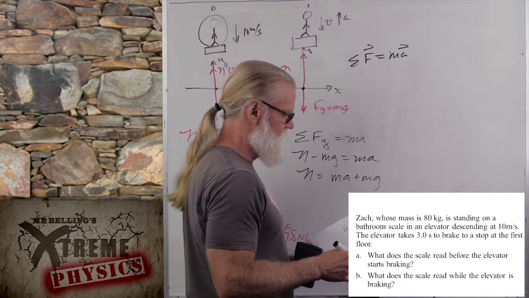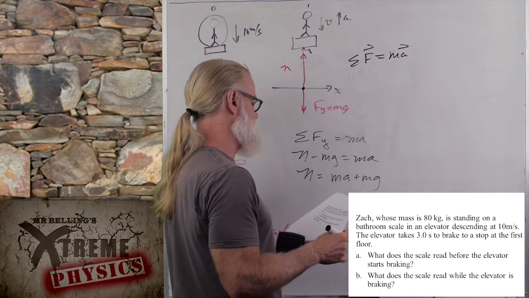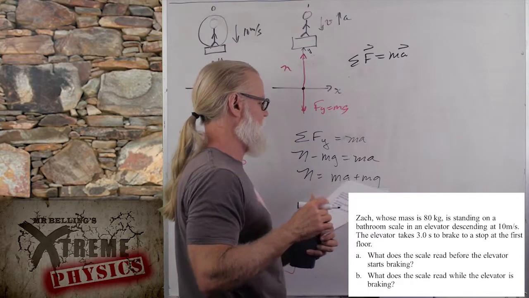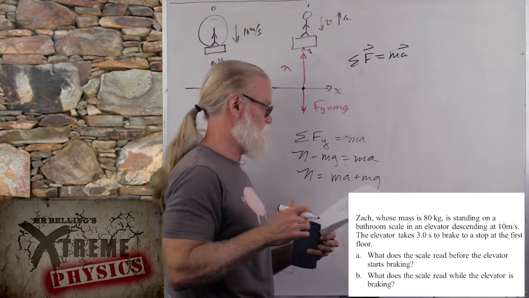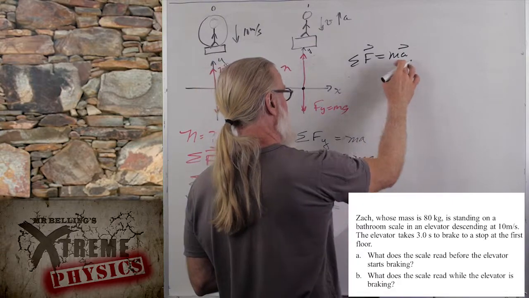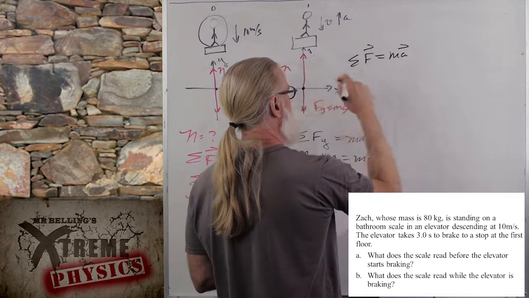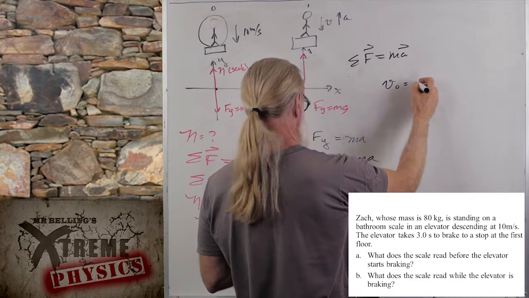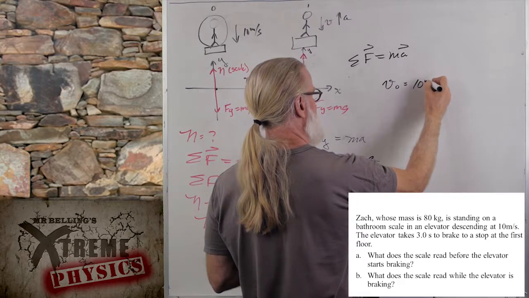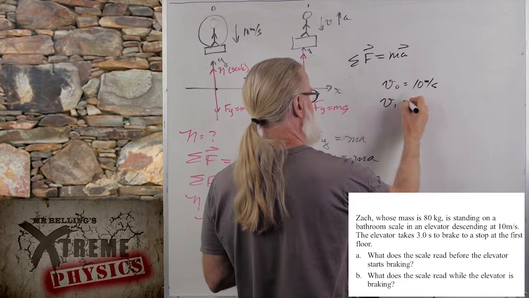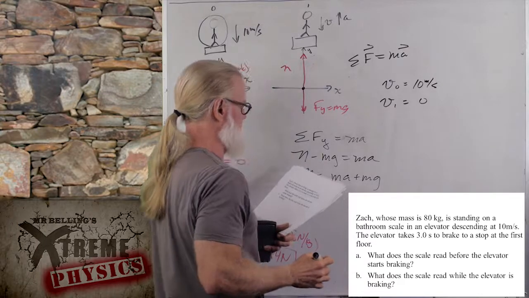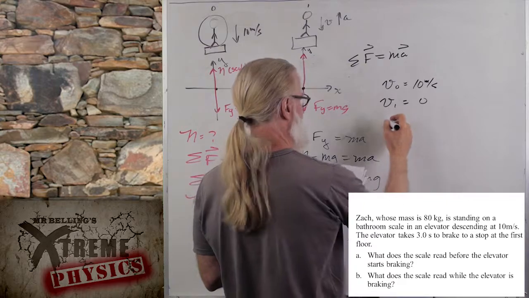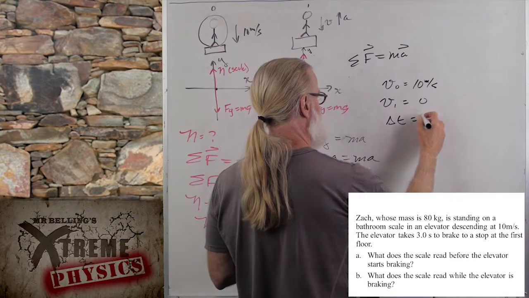Now, we don't know a. So let's see. I guess it's going to accelerate at a constant rate. They don't say anything to the contrary, and I guess we would have to assume that, otherwise we couldn't solve it. So I guess we have to do some kinematics to figure out the acceleration. He starts off going 10 meters per second, and he's going to stop on the first floor. And it's going to take him 3 seconds.